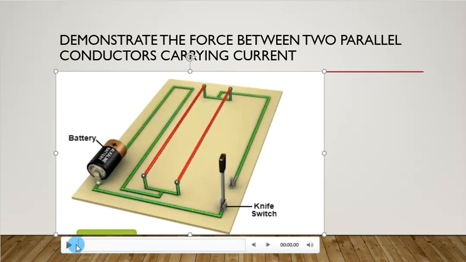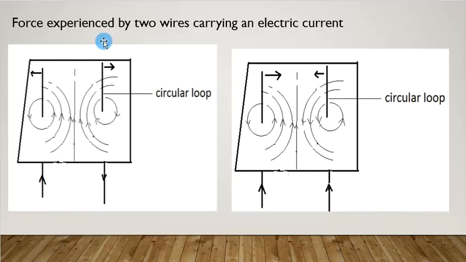Okay, so from that demonstration, we see that when two conductors carry current in opposite directions, they repel. When they carry current in the same direction, they will attract. Okay, so we can actually show this by way of drawing. So if this is a conductor carrying an electric current in this direction, an upward direction, then this one is carrying down.